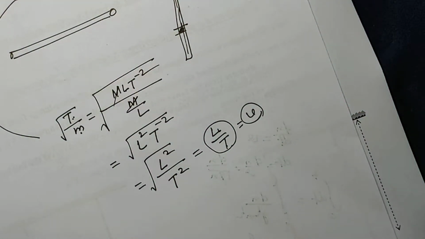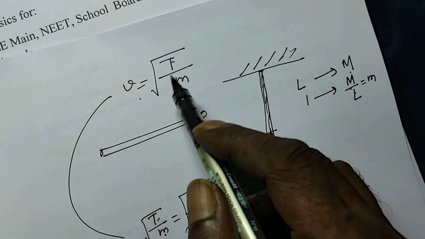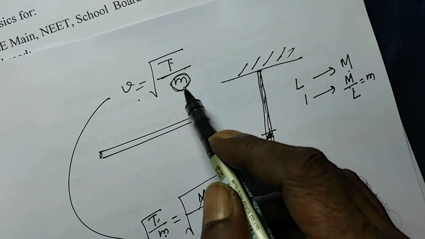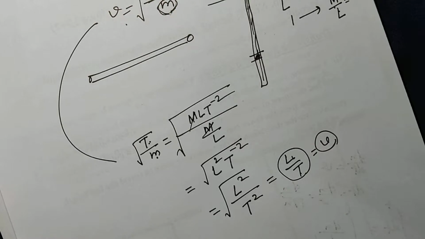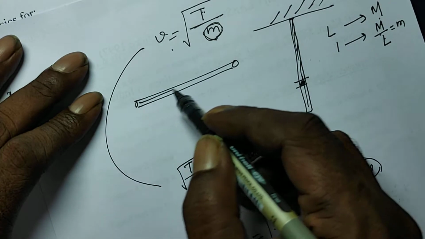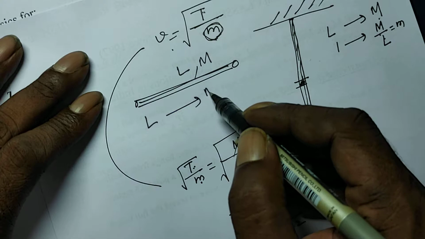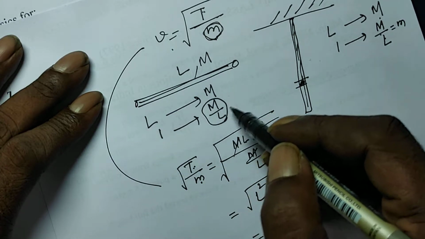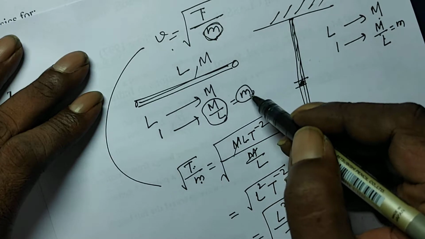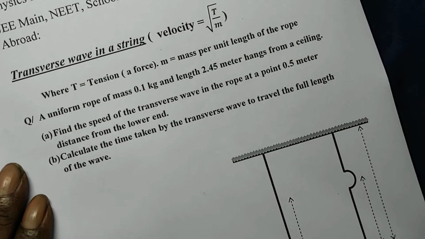So this part is clear to you, that velocity is equal to square root of tension over mass per unit length, not total mass, mass per unit length. Means unit length of the rope, what mass it has in it. Means if the length L has a mass m in it, then unit length will have m by L. This is called mass per unit length. I write it as small m. So once this is clear, now let us go back to the problem.